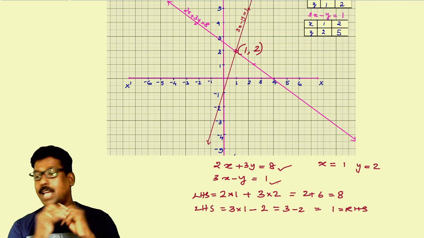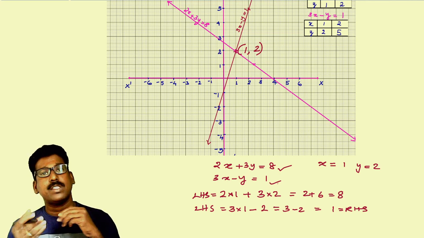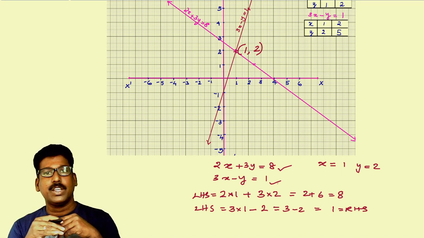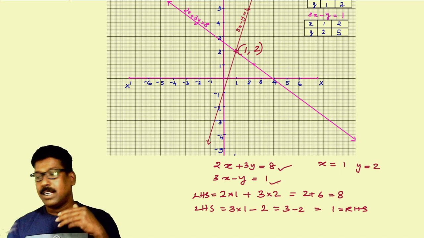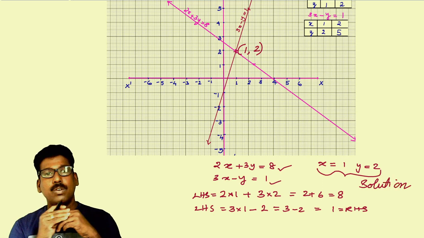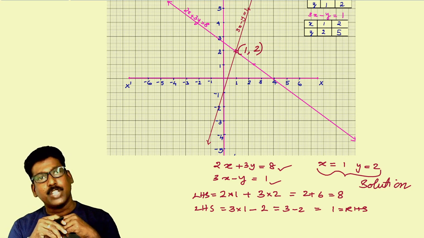That means x is equal to 1, y is equal to 2 satisfies both the equations. So for this pair of linear equations, we can say x is equal to 1, y is equal to 2 is the solution. So only one solution you can find for these 2 linear equations in this way.